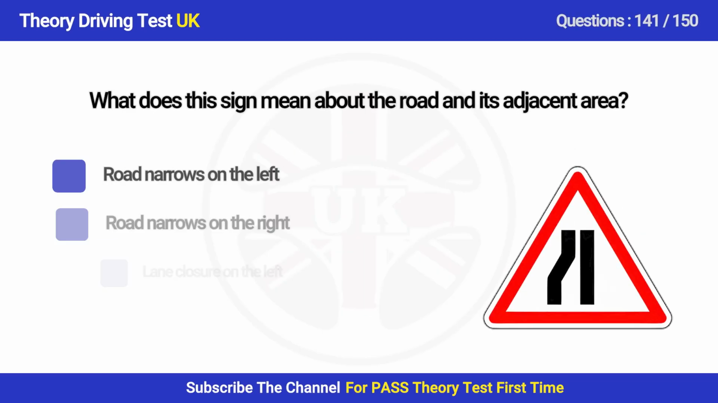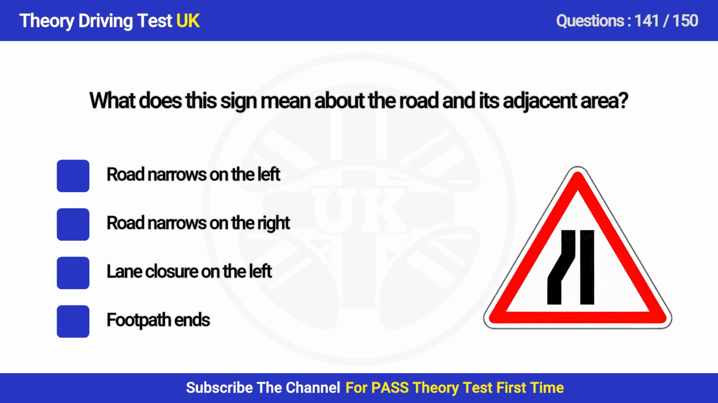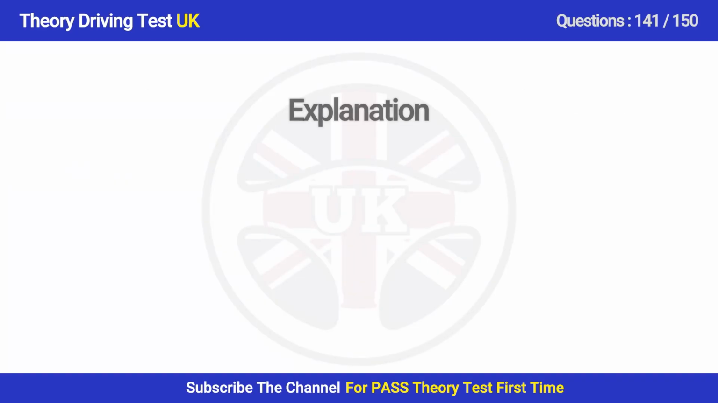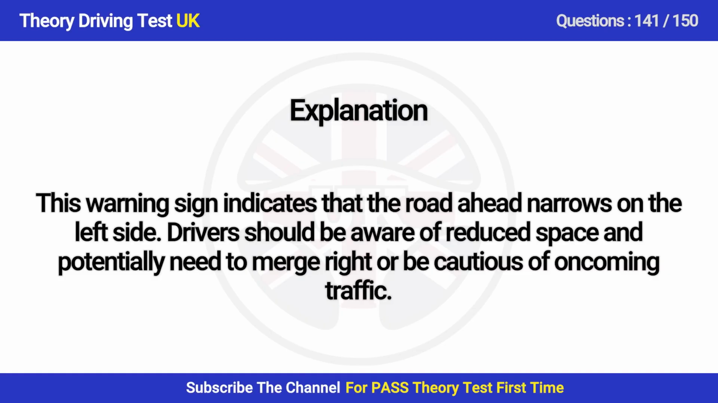Question 141. What does this sign mean about the road and its adjacent area? A. Road narrows on the left. B. Road narrows on the right. C. Lane closure on the left. D. Footpath ends. Answer is A. Road narrows on the left. This warning sign indicates that the road ahead narrows on the left side. Drivers should be aware of space and potentially need to merge right or be cautious of oncoming traffic.